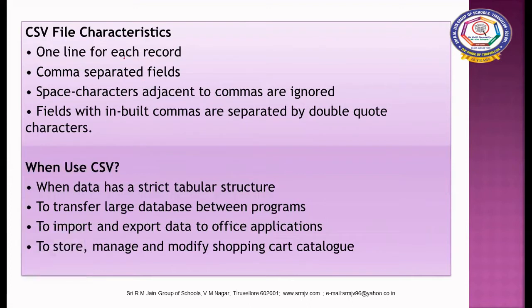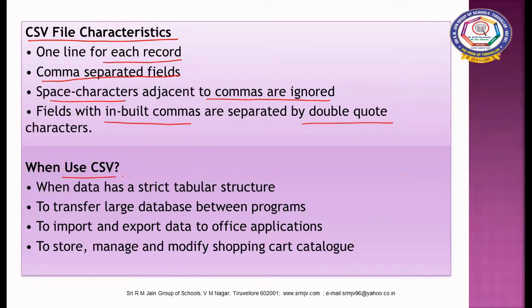What are the characteristics of a CSV file? There is one line for each record, and each record has fields. Those fields are separated by commas. The space characters adjacent to a comma are ignored. Fields with built-in commas are enclosed in double quote characters.